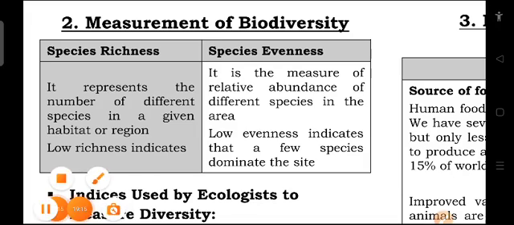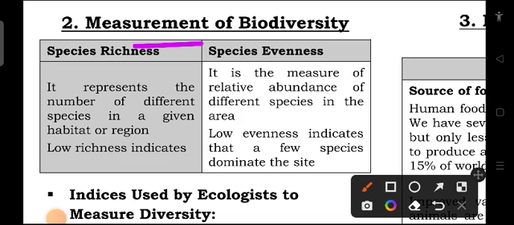So next we are going to look into the measurement of biodiversity. We can measure it by either species richness or species evenness. So what is the difference between the two? Species richness represents the number of different species in a given habitat or region. Low richness indicates, so I think it's incomplete.